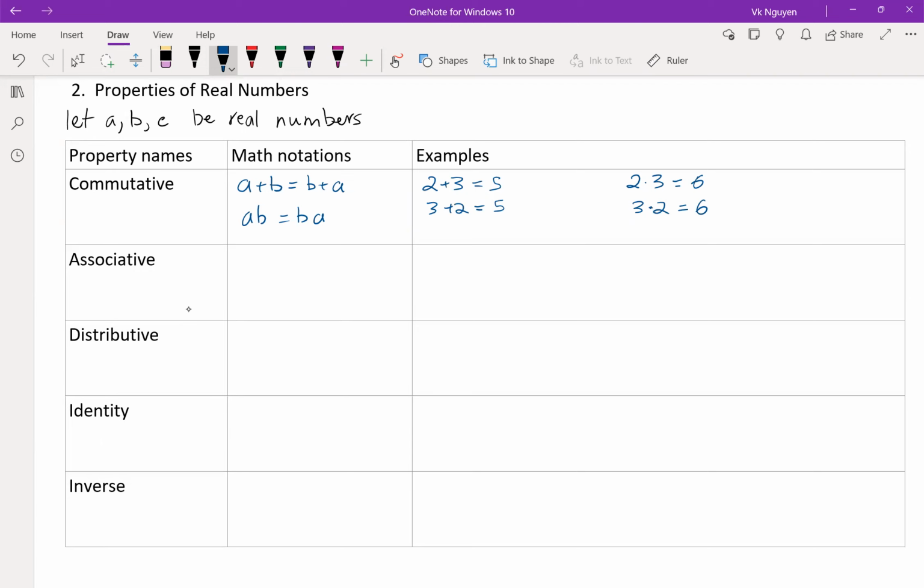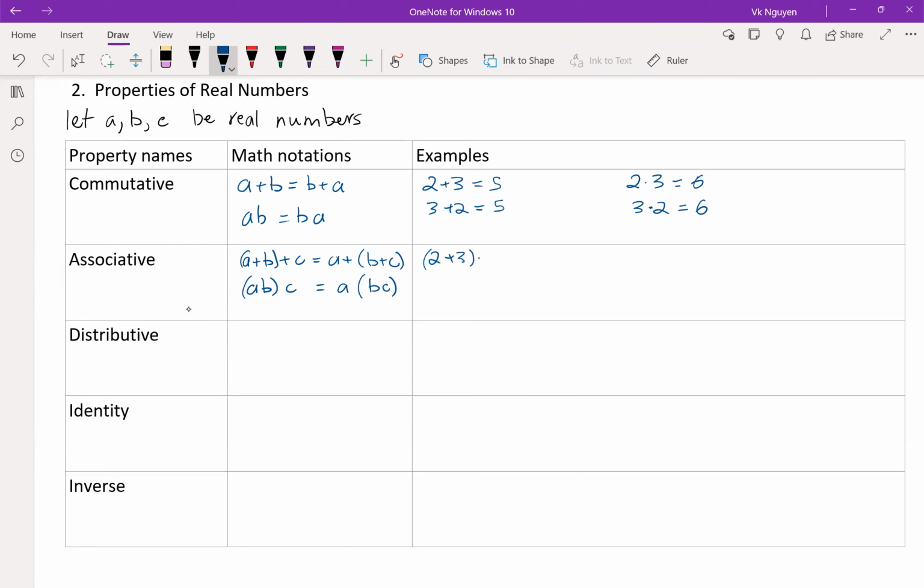Associative property. The sum of A and B, plus C, is the same as A plus the sum of B and C. The product of A and B, times C, is the same as A multiplied by the product of B and C.